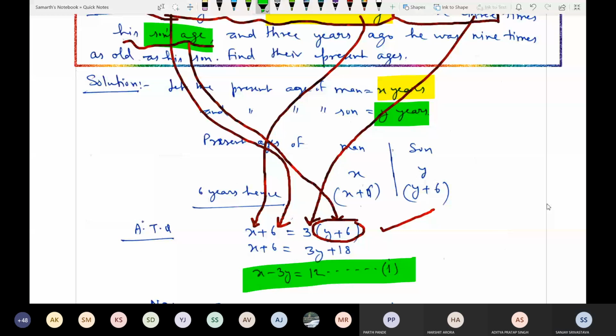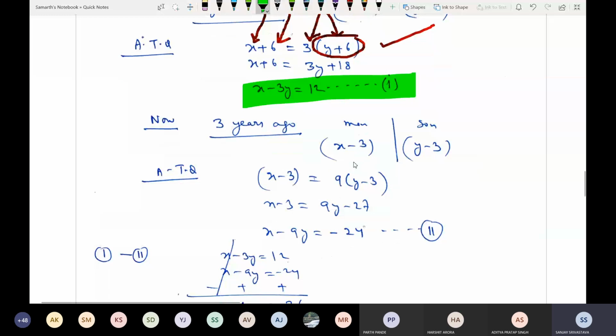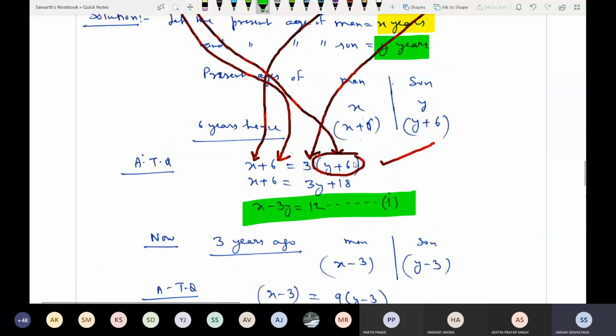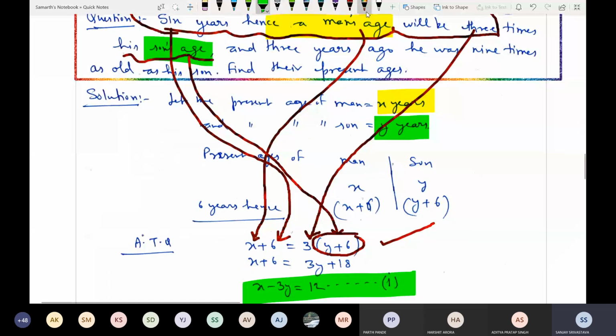Now, what does the question say? And 3 years ago, he was 9 times as old as his son. So they are present ages again. I have formed it in the form of a chart. The man's present age was x, and the son's present age was y. So 3 years ago, what were their ages? x minus 3 and y minus 3.